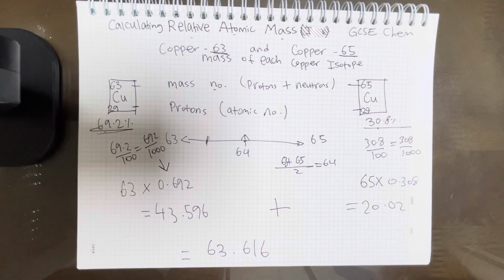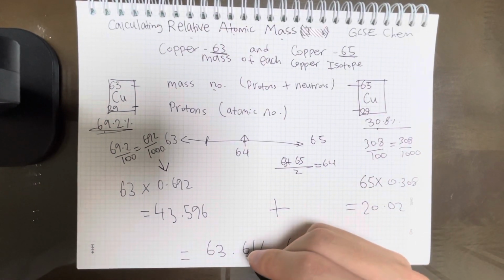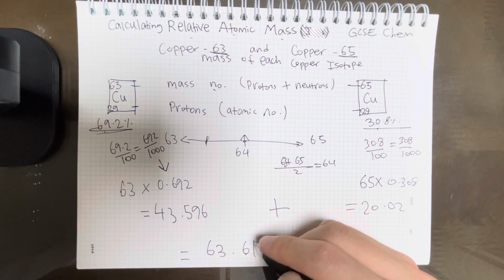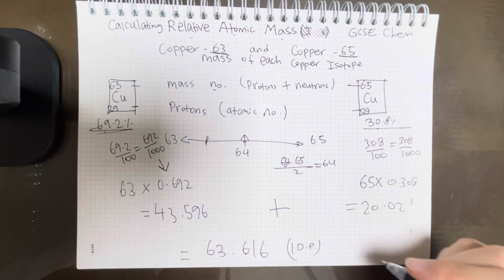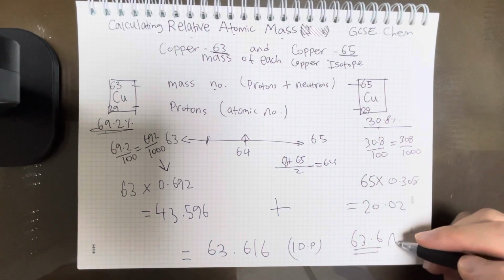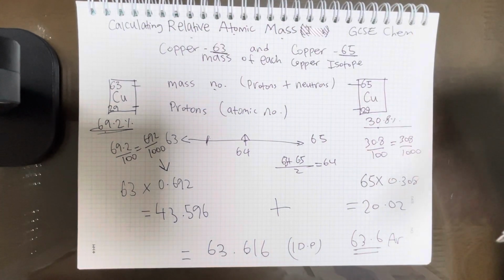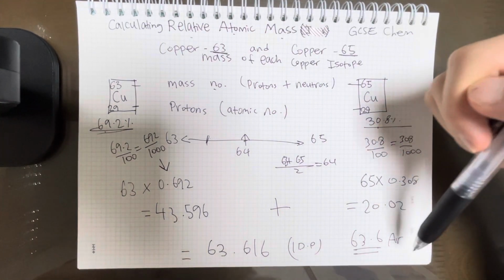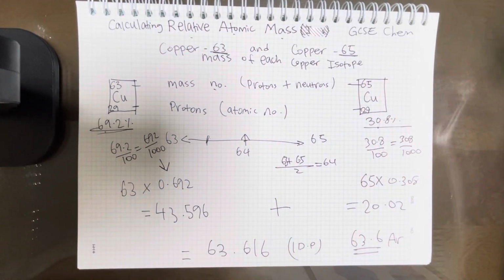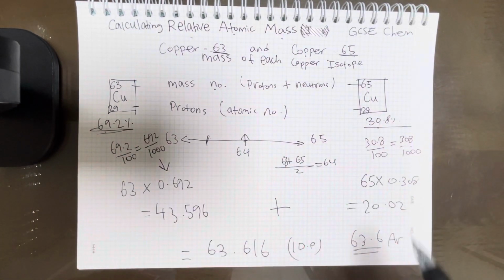63.616. Now, oftentimes it'll ask you to give your answer to one decimal place. So you only count one decimal, and you look at the second one. Well, it's smaller than 5, right? So you round down, giving you an answer of 63.6 Ar. Ar is basically what we call relative atomic mass. It's like kilograms and grams. 63.6 Ar. So that's the average relative atomic mass of a copper atom.